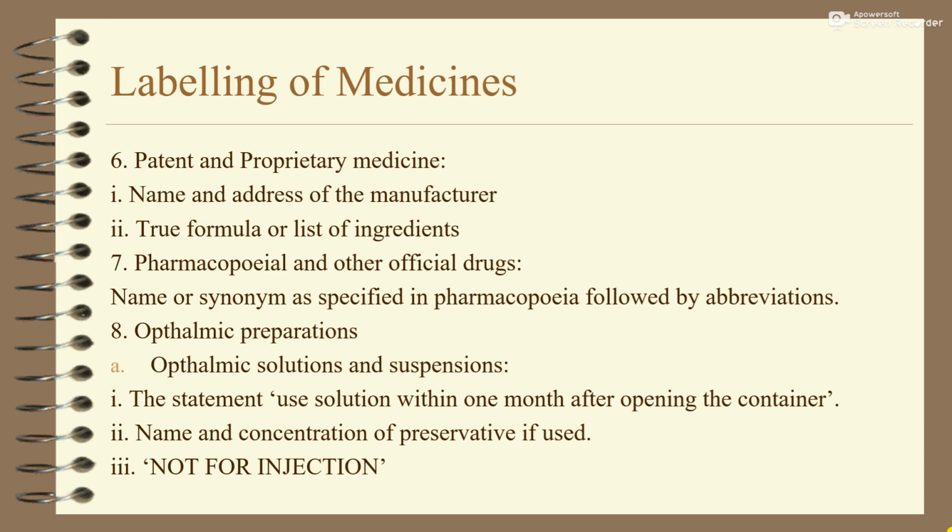Ophthalmic preparations. In case of ophthalmic preparations, ophthalmic solutions and suspensions, first, the statement "use solution within 1 month after opening the container" should be mentioned over the label. Then the name and the concentration of the preservative, if used, should be mentioned over it. Then "not for injection" should be mentioned very boldly over the label.